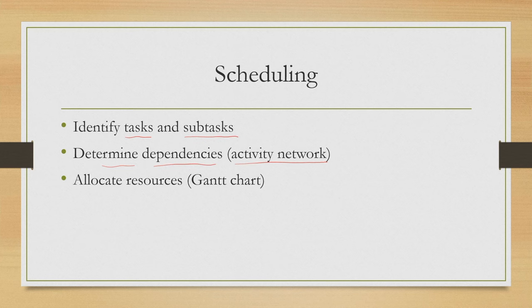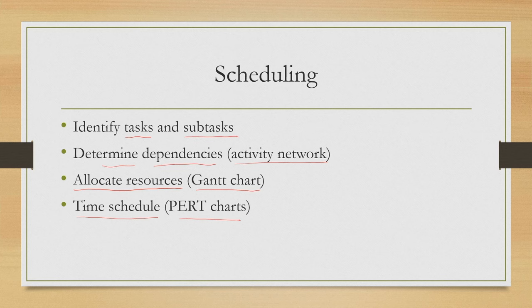Once those dependencies are known, then the manager can allocate resources to carry out those tasks, and this can be represented with a Gantt chart. And finally, a time schedule needs to be prepared, which can be represented using a PERT chart. So, all these activities need to be performed to properly schedule and represent that schedule. So, let us have a quick understanding of these concepts: activity network, Gantt chart and PERT chart.